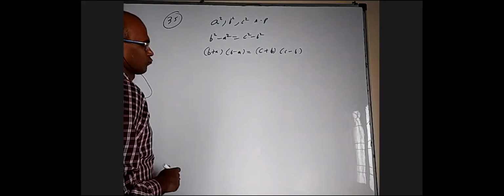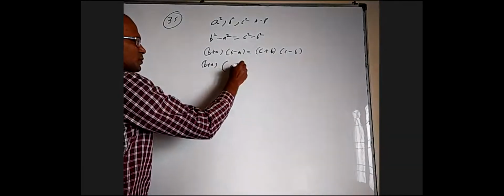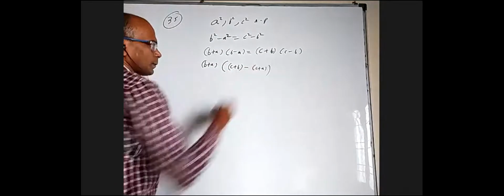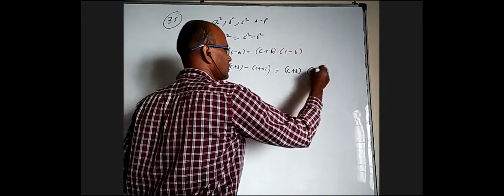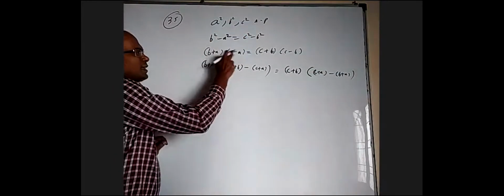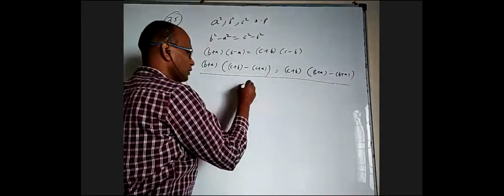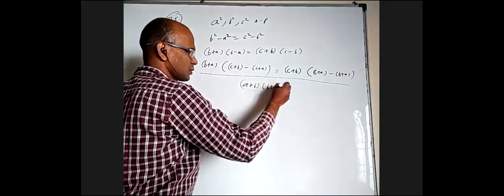It's just a matter of getting an idea only. I want to write this one as C plus B minus C plus A. I added C here, C here. This I want to write as A, C plus A minus B plus A. So I added C here, C here, A here, A here. I want to divide the whole thing by (A plus B) into (B plus C) into (C plus A).